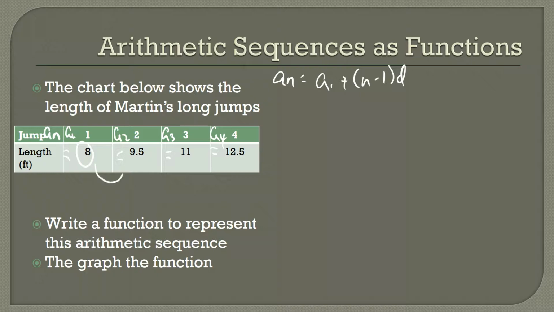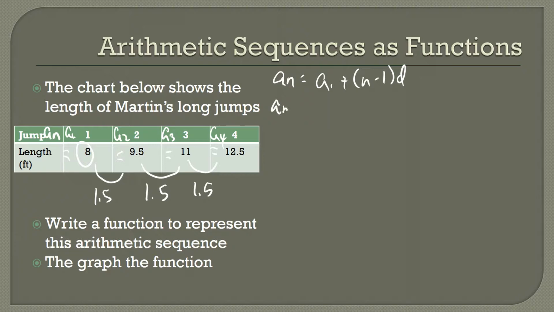Well, the difference between 8 and 9.5 is 1.5 feet. And if I compare 9.5 to 11, I can see I still have a common difference of 1.5. And the difference between a_3 and a_4, 11 to 12.5, is also 1.5. So I'm pretty well satisfied that my common difference is 1.5.